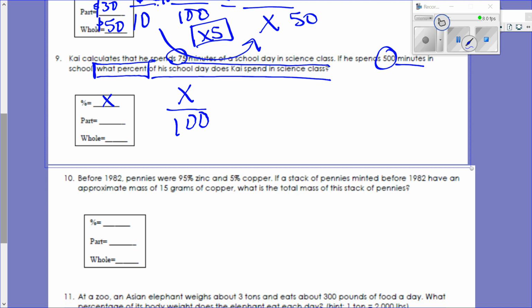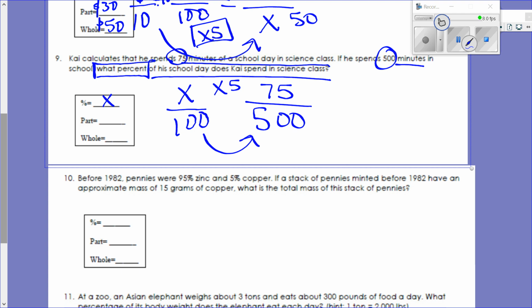No. Why? Because how much? Is 75 minutes the whole school day? No. How many minutes is the whole school day? 500 minutes. So that's my whole. Okay. So how did I go from 100 to 500? Times 5.